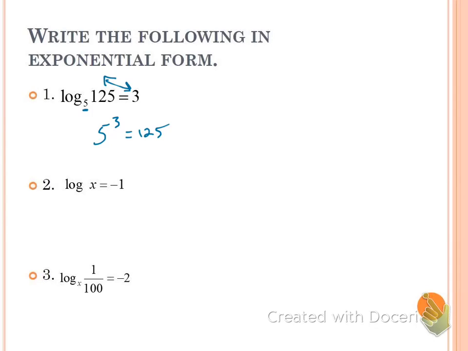Same thing as 2. The base of this logarithm is 10, even though it's not written. So we go exponent base 10. These guys switch. So 10 to the negative first equals x. Third one here, the base is x. So base stays base. So your exponent base is x. We bring the negative 2 over as the exponent. And that's going to be equal to 1 over 100. Okay?